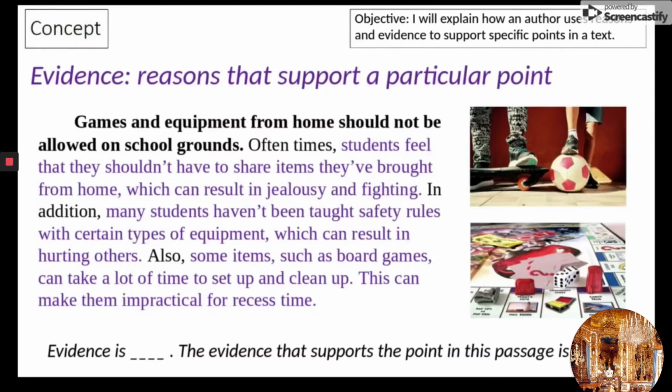Okay, so you can see here on this slide, all of the evidence is highlighted in purple. We have our main point starting off our paragraph, and that's games and equipment from home should not be allowed on school grounds. That's the point the author was trying to make. All of the things that are listed there in purple would be the evidence that supports that point. Notice how they have some linking words to help you drive the point home, where it says oftentimes, in addition, also. That kind of lets you know, hey, here's another piece of evidence on why I think that equipment from home should not be allowed in schools.